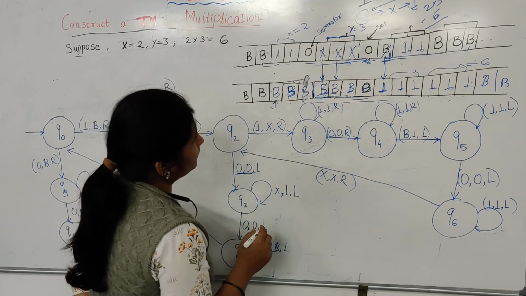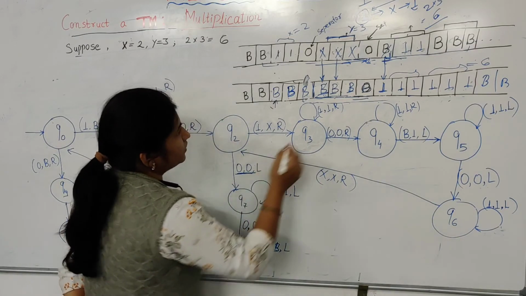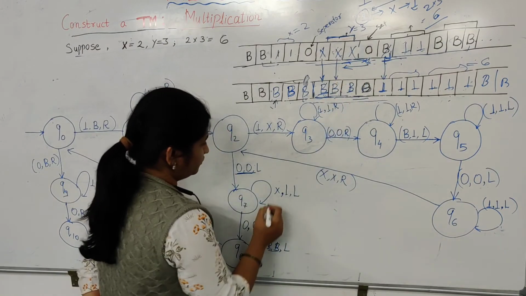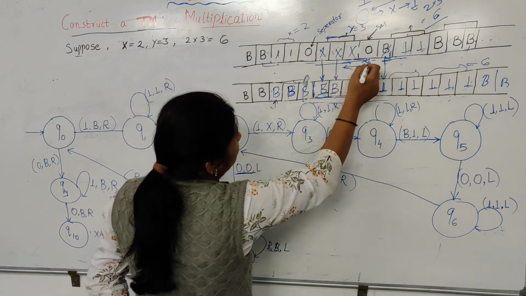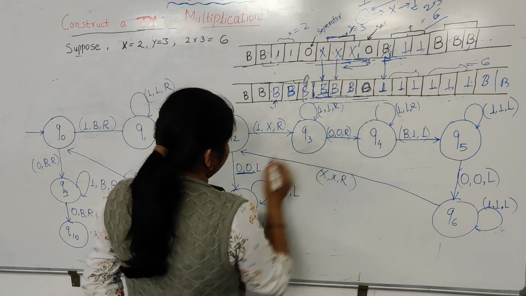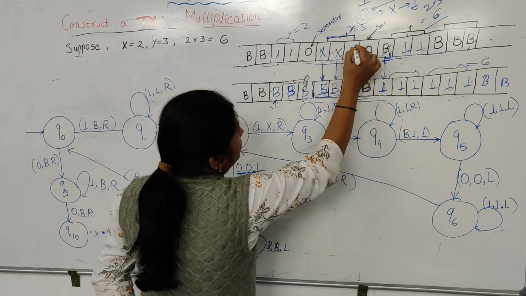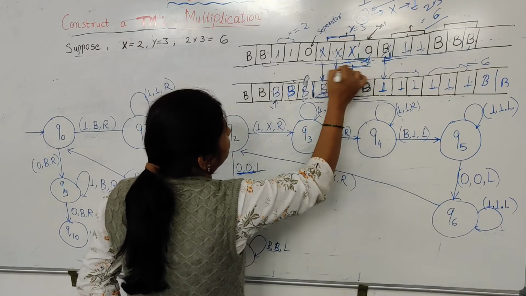so what we are going to do, if we get a 0, then we will do what? We will move towards the left. Again we have to move towards left. Now what we are going to do, if we get 0, means separator is there, then we are going to move towards the left direction, and if we get x here, then all the x will be replaced by what?